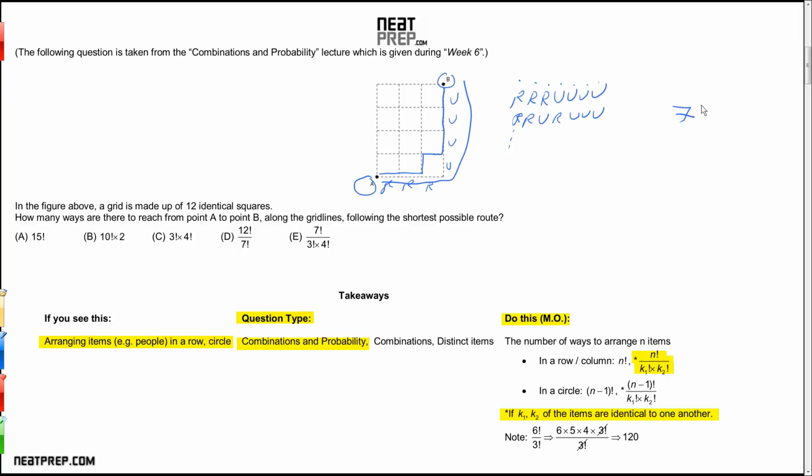However, if, and this is the asterisk, if 3 of these items and 4 of these items in this case are identical to one another, then I simply need to divide by 3 factorial times 4 factorial. That's it. And the correct answer choice is E. Now, why exactly we do that? Again, it's something that we're going to talk about during the course, but I also wanted to show you something added for this particular question.